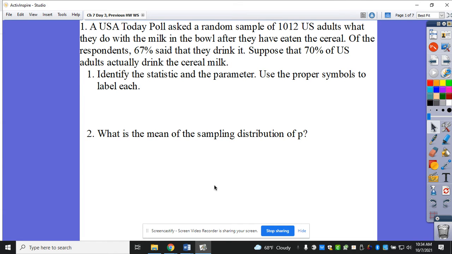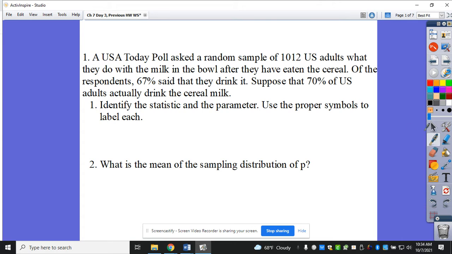All right, so this first one asks for pieces. A USA Today poll asked a random sample of 1,012 U.S. adults what they do with the milk in the bowl after they've eaten the cereal. If I were going through this problem, as I read it, I would write that this is my what? So what letter? What would I write? What would I say that is?